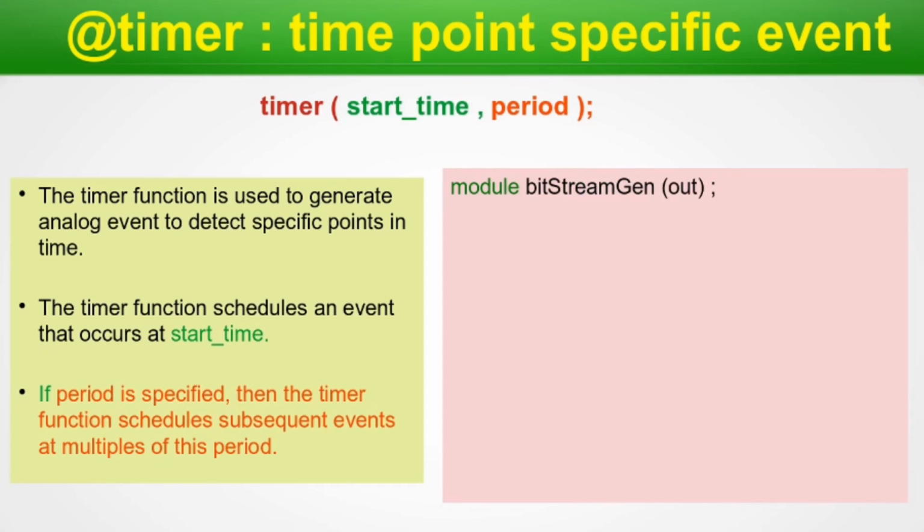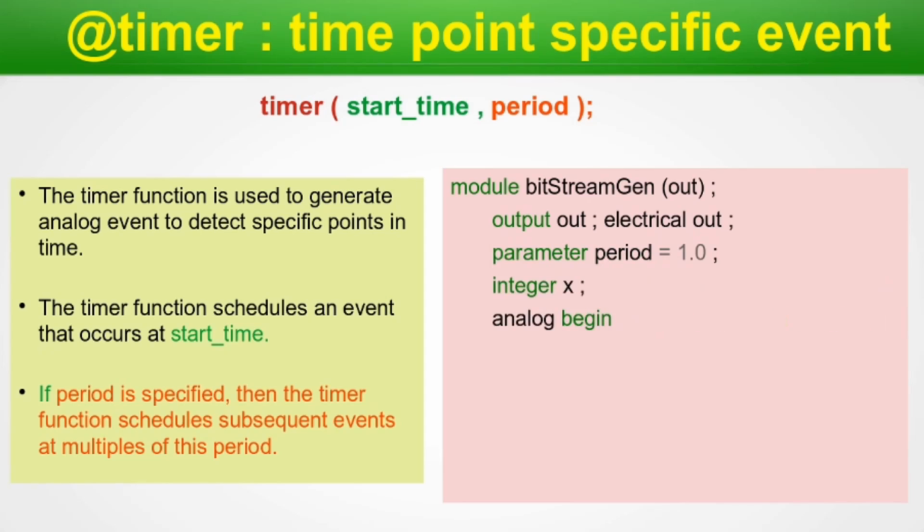We start the module. We define the output, then the parameter, then the integer, and we come here for the analog block. Here we write @timer, then 0, and then the period. Period is defined already by the parameter period, and its initialized value for this parameter is 1.0. So here the timer block, let's see what it will do. It will set x equal to random plus 0.5.